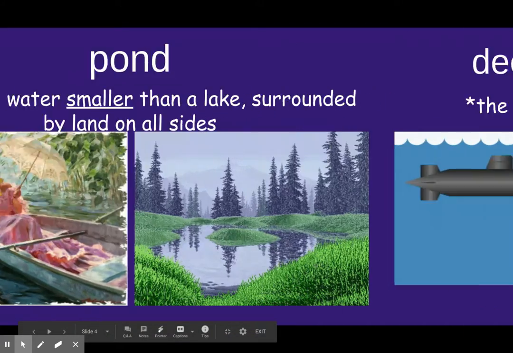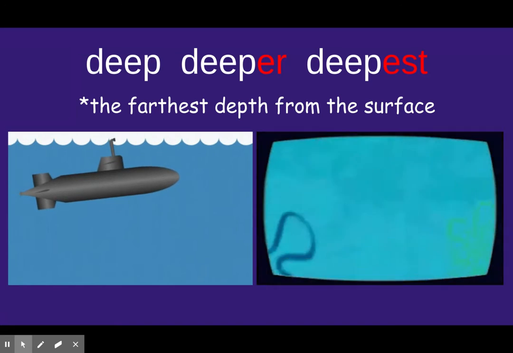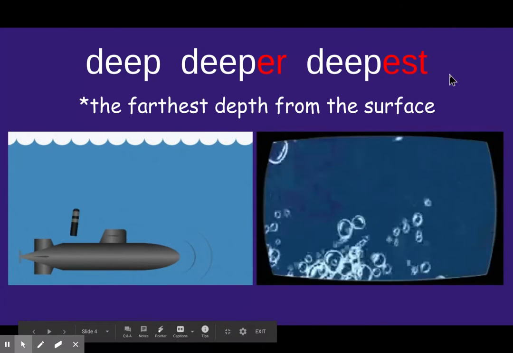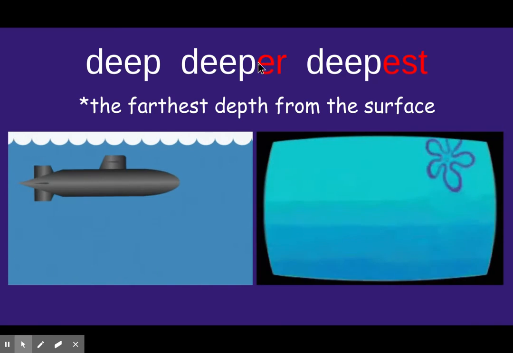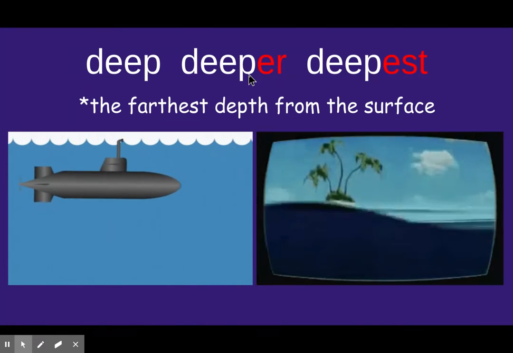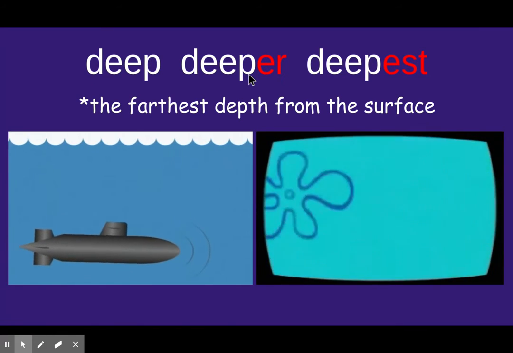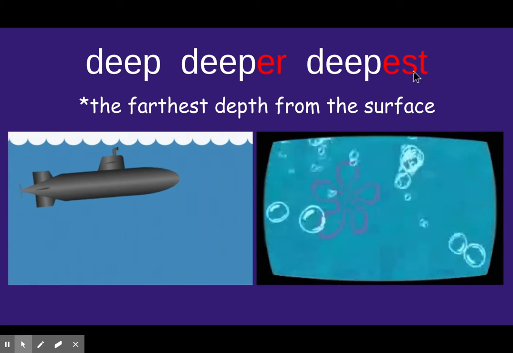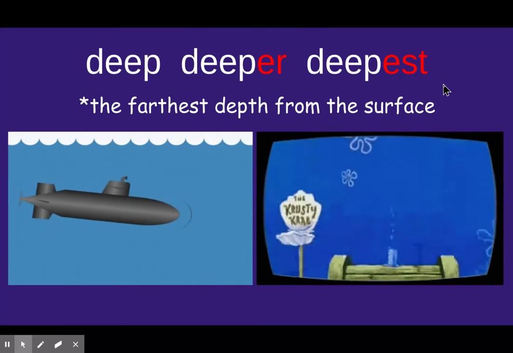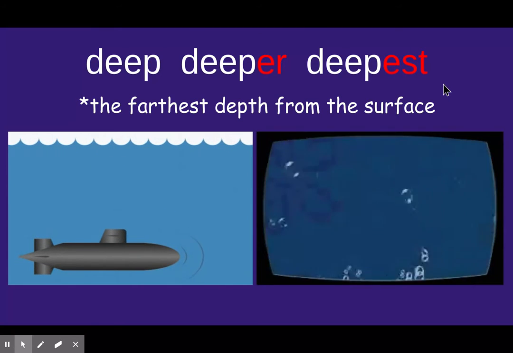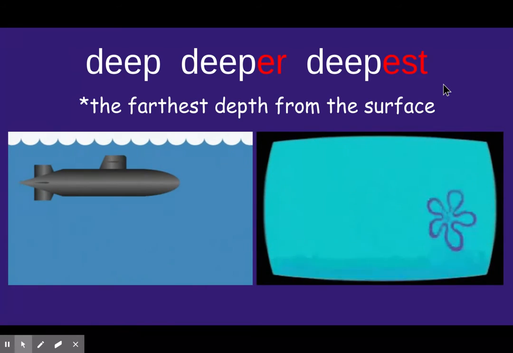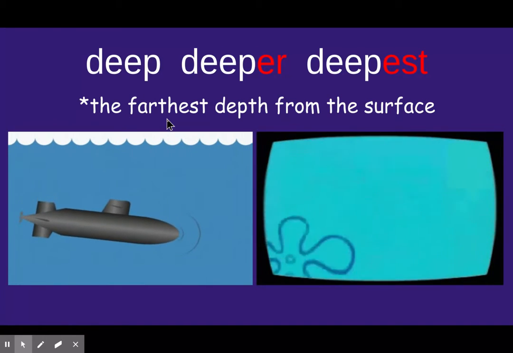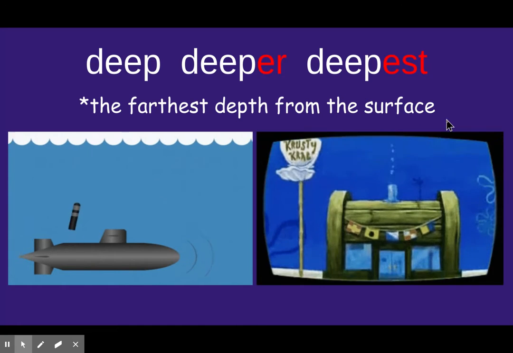Smaller than a lake. All right, our next word is an adjective, and it can be deep, deeper, deepest. When you add the ER to a word like this, you're comparing two things. That swimming pool was deeper than that swimming pool. When you add the EST to a word, you're comparing more than two things. That was the deepest swimming pool in the whole town. And what that means is the farthest depth from the surface.